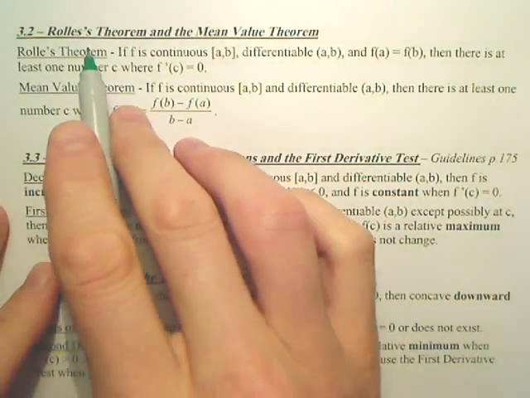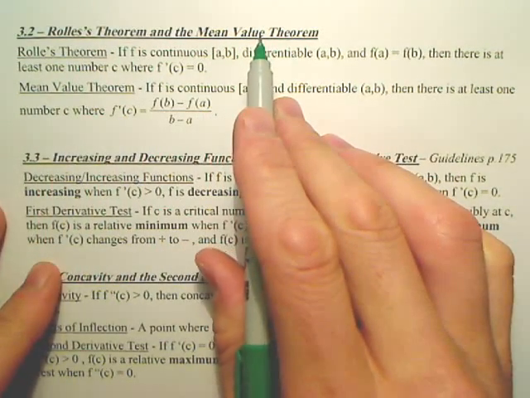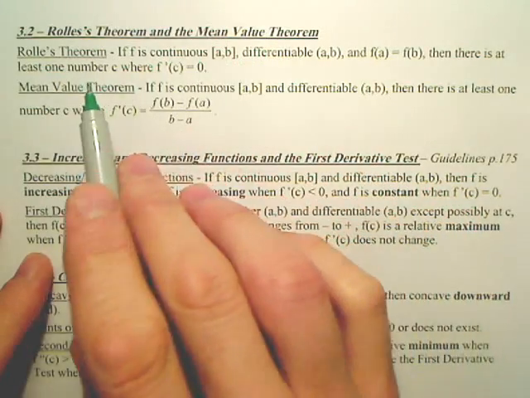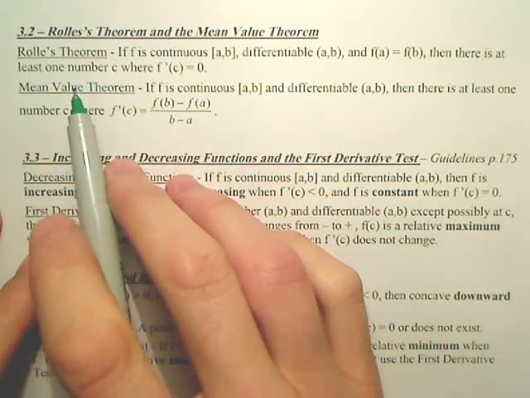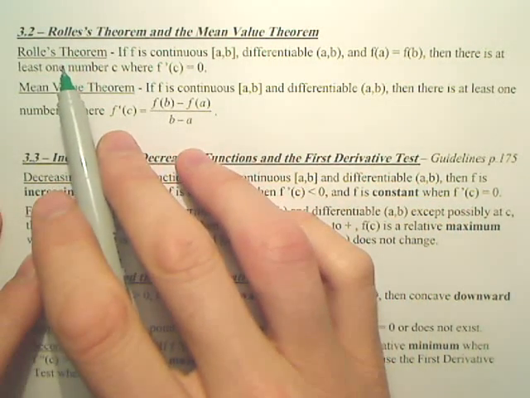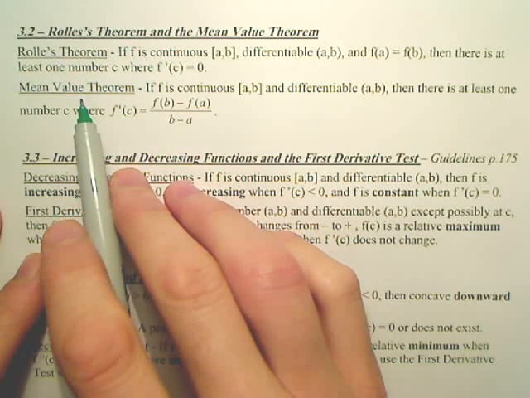3.2. Rolle's theorem and mean value theorem. Two very important theorems. They're basically the same thing. It's just Rolle's is more specific. So let me actually start with mean value.